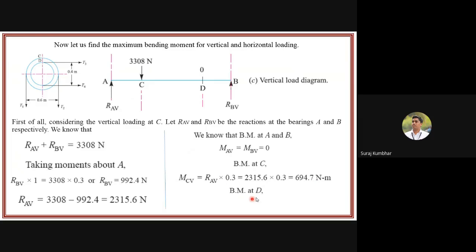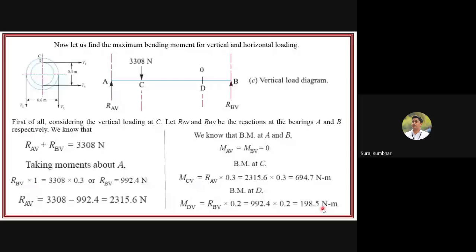Similarly, we will take the bending moment at D, which is RBV into this distance. So MDV is equal to RBV into 0.2. This distance is 0.2, in meters, which is why we have taken it in meters. So RBV is 992.4 into 0.2. That's why the bending moment at D is equal to 198.5 Newton meter.